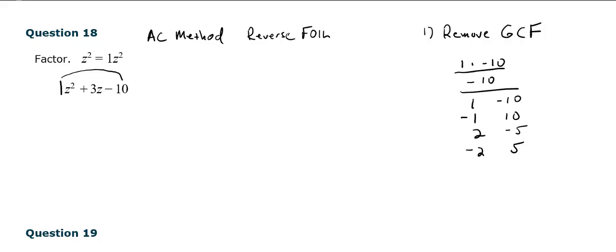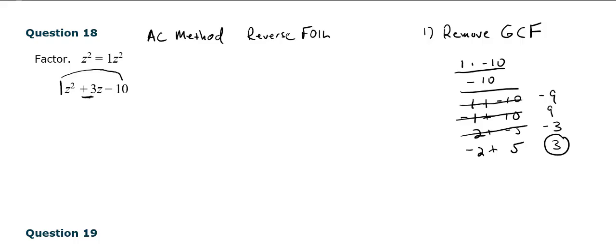Now, what I'm looking for, if it exists, is the pair that adds to give me my middle term, which is positive 3. So I'm going to add these together and see if any of them give me a positive 3. So 1 plus negative 10 is negative 9. That doesn't work. Negative 1 plus 10 is positive 9. And again, that's not positive 3. 2 plus negative 5 is negative 3. And negative 2 plus 5 gives me positive 3, which is my middle term.